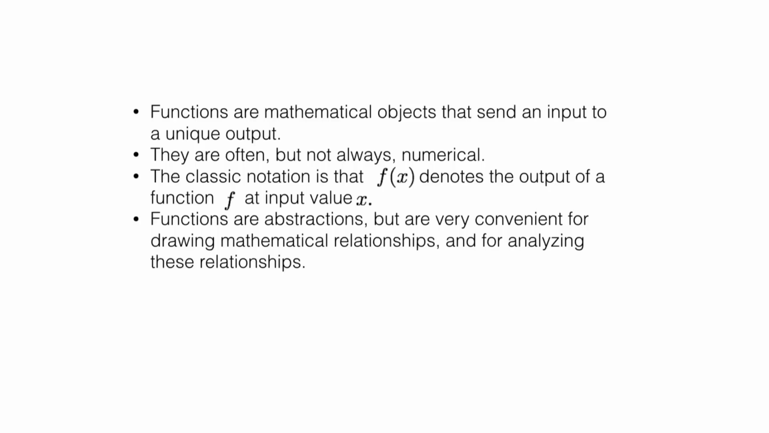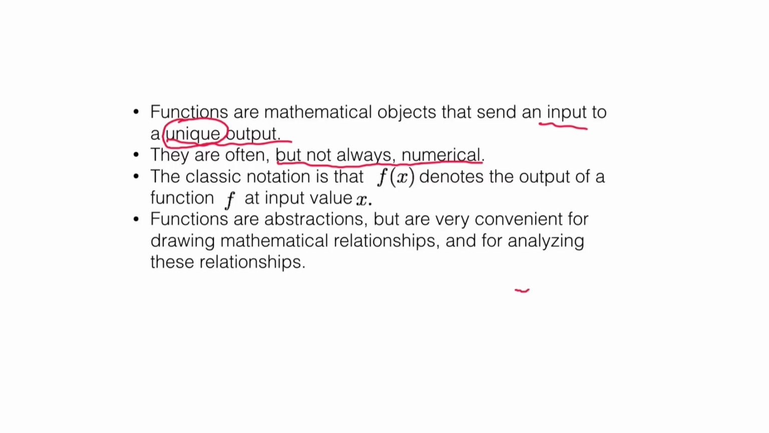Essentially, functions are abstract mathematical objects that send an input to a unique output. And the unique part here is very important. In fact, this is what distinguishes functions from general input-output operators. You need to have only one output in order to be a function. You can think of them as numerical, but they don't have to be. They can be operations that are more general than just dealing with numbers. But on the CLEP, you may see at most one example of something like this.